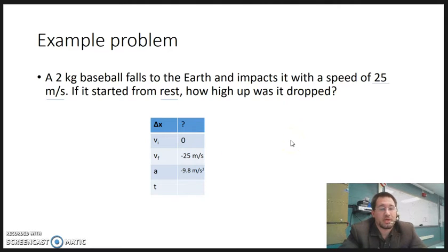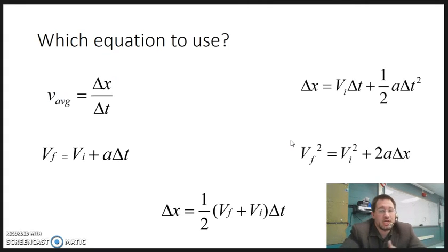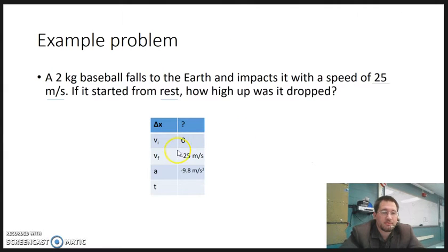Okay, so now that we know what we want to know and we have the values that we do know, we have to pick an equation to use because we actually have a good couple of them. Here are the 5 that we know of that we could possibly use, and we would want to choose based off of the values that we know and the value that we want to know. So that would be delta x, vi, vf, and a.